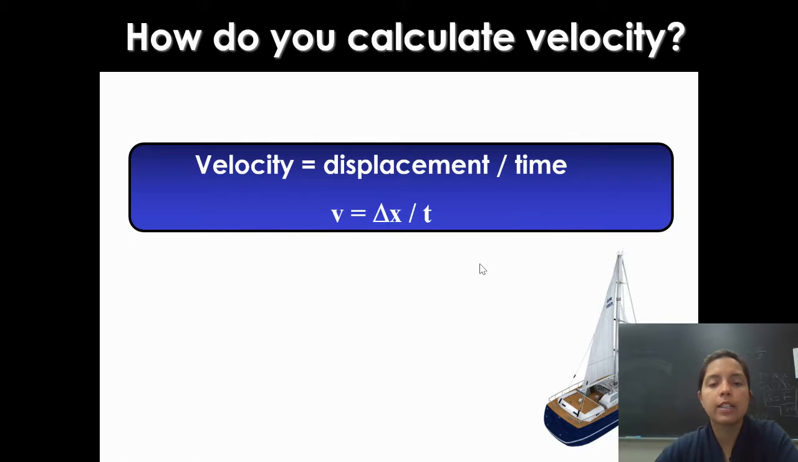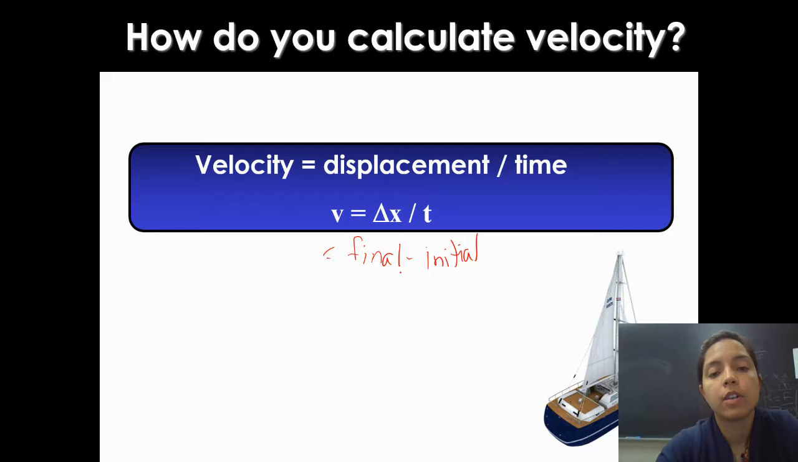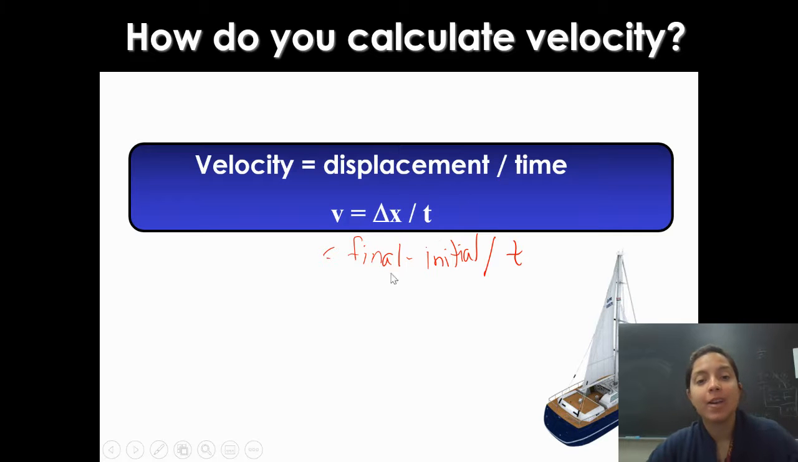Okay. To calculate the velocity, you're going to do the displacement divided by the time. Remember that displacement is the change in movement, right? So you're always going to do the final minus the initial, and that is divided by the time. So wherever the boat, for example, ended minus where it started. A lot of times the initial time is 0, so you're going to do final minus initial divided by time.